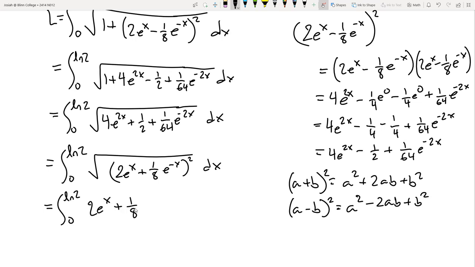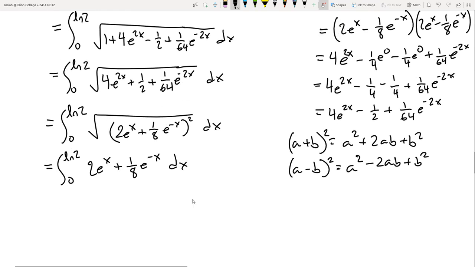And we'll end up with just this binomial. And this is going to be relatively easy to integrate. So we'll go ahead and do that. 2e to the x. And we have to integrate keeping the chain rule in mind here. And we'll evaluate this from 0 to natural log of 2.